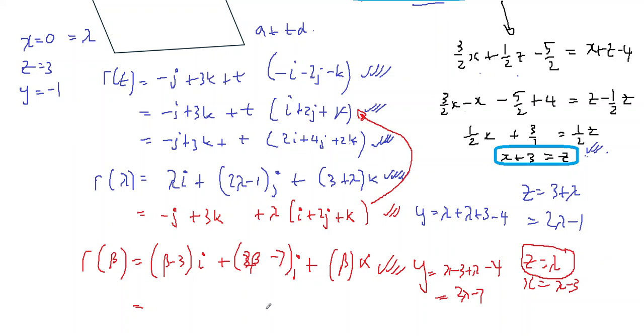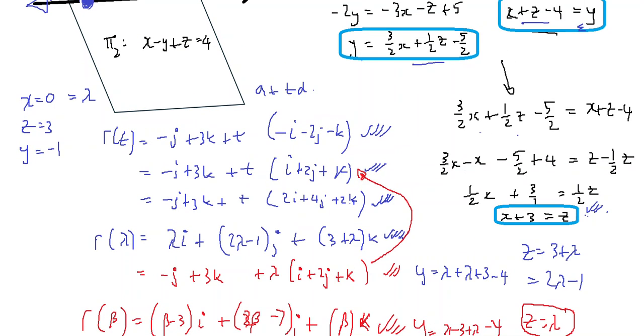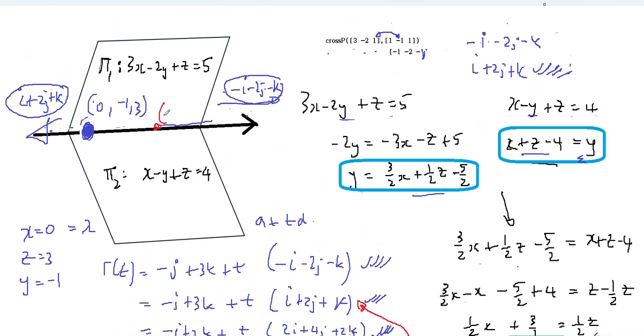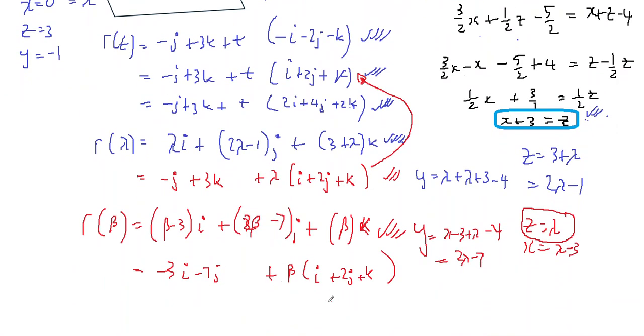If you want to put it in the form of plus beta times something, it's going to be plus beta times i plus 2j plus k, and this would be minus 3 in the i minus 7 in the j. This is a different point on the line, so the point negative 3, negative 7 and 0 is also on the line, and lo and behold, that is the same direction as that one, and it's parallel to all the other ones.